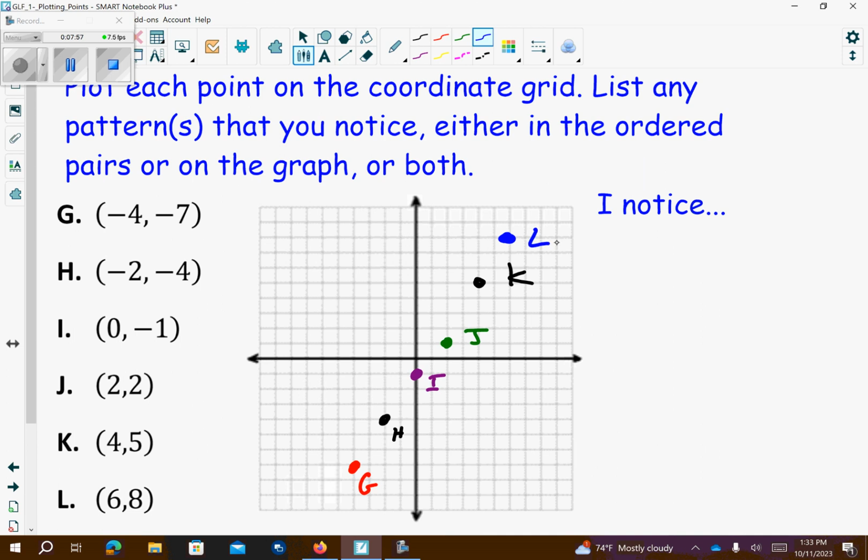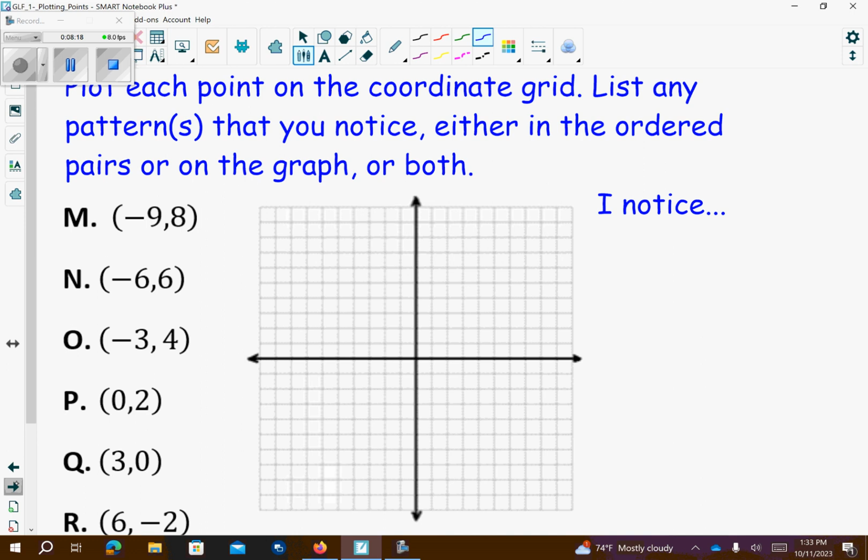So what we could maybe notice is, look, these all look like they form a straight line if we connect the dots. We're not connecting the dots right now, but I noticed that they form a straight line. That's kind of fun.